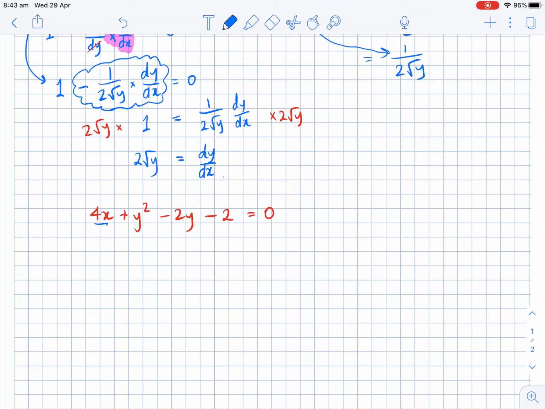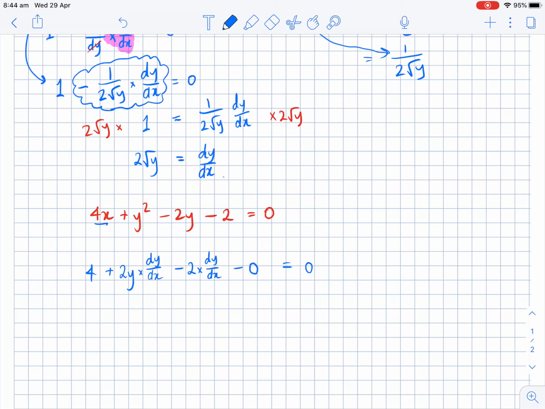If I differentiate the 4x, that would give me 4. If I differentiate y squared, well, if I differentiate with respect to y, I get 2y. And because this is a y term, I multiply it by dy/dx. If I differentiate negative 2y, it equals negative 2. And because it's a y term, I multiply it by dy/dx. And if I differentiate negative 2, I get 0. And also don't forget to differentiate the right-hand side of the expression. If I differentiate 0, I also get 0.